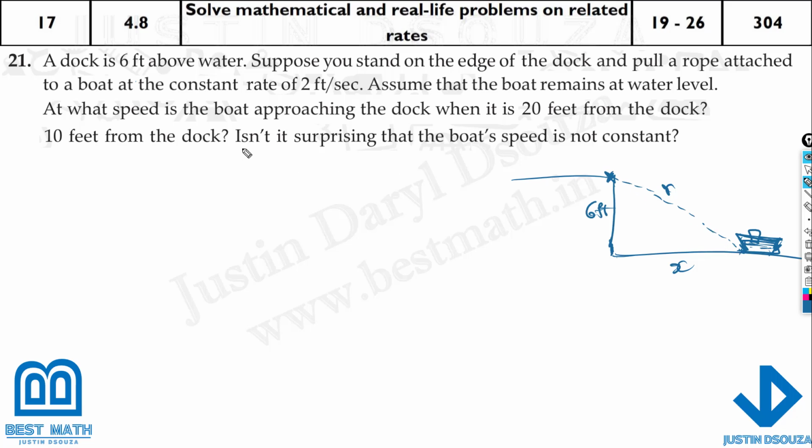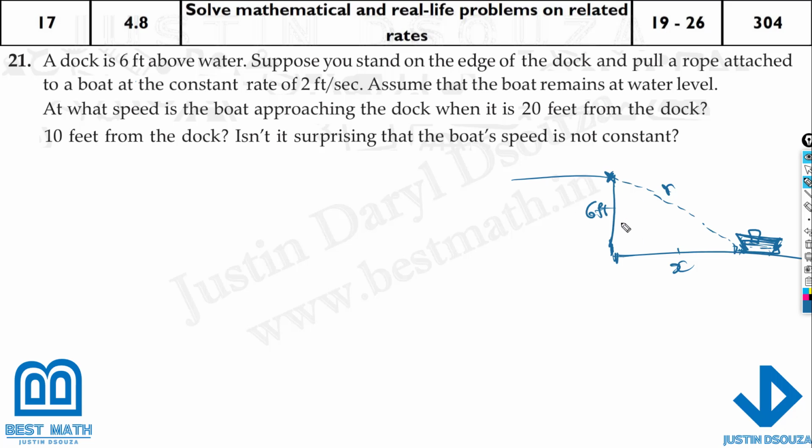At what speed is the boat approaching the dock when it is 20 feet from the dock? So this x value is being told to be 20 feet. And also another question, when it is 10 feet from the dock, somewhere over here, what will happen? Isn't it surprising that the boat speed is not constant? Let's solve it and then we will check it out.